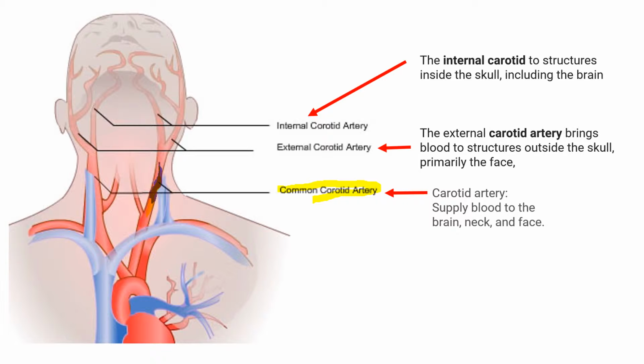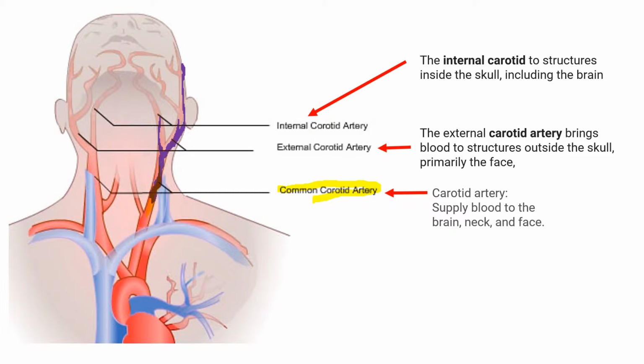And then right here, it bifurcates. You have a situation where it goes to the external carotid artery, and then it goes here into the internal carotid artery. Of course, you have the right side and the left side, so the same thing on both sides. The internal carotid carries blood to structures inside the skull, including the brain. The external carotid artery brings blood to structures outside the skull, primarily the face.